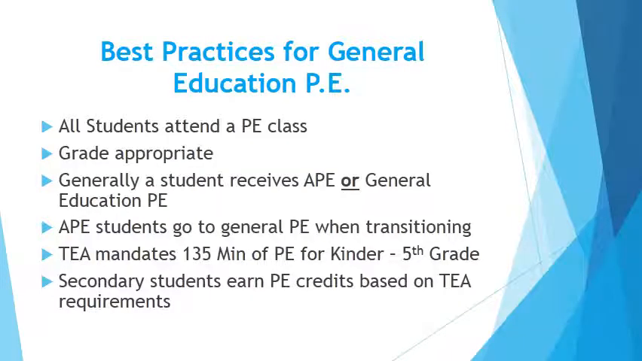The following are best practices for general education PE. All students attend a PE class. All students go to a grade-appropriate PE class. Generally, students receive adaptive PE or general education PE. Adaptive PE students who go to general PE are only going when transitioning from adaptive PE to general education PE. TEA mandates 135 minutes of PE for elementary students. Secondary students earn PE credits based upon TEA requirements.